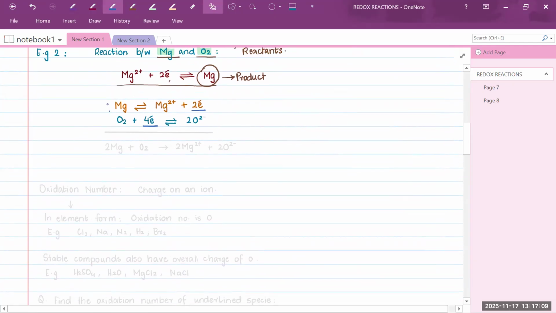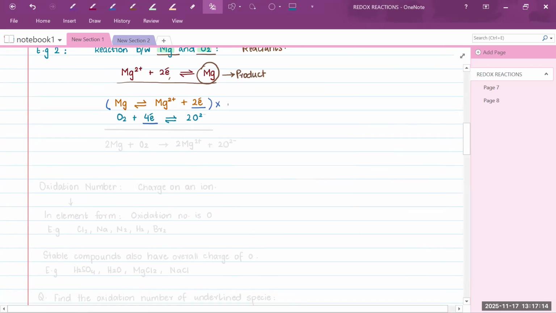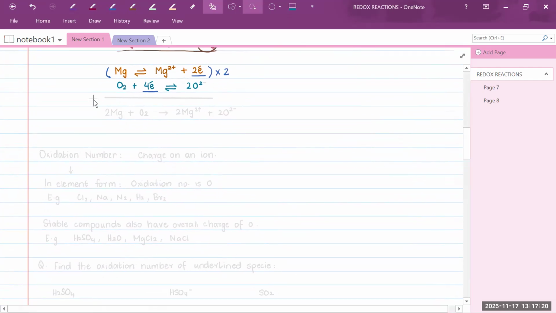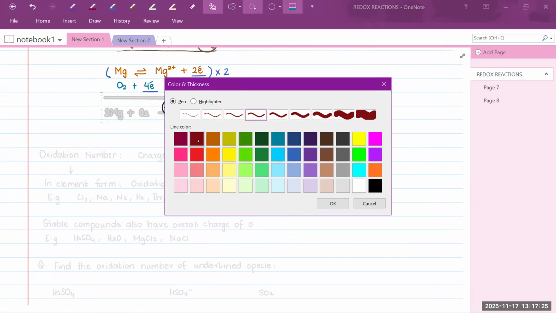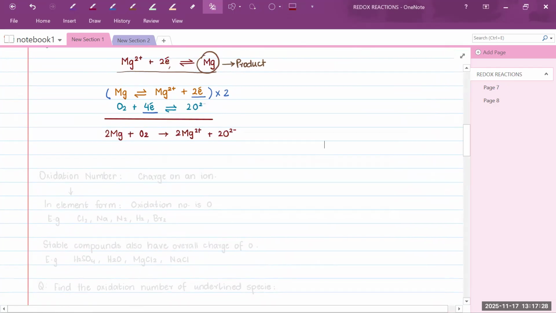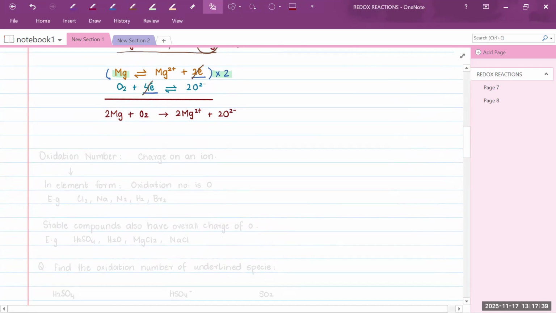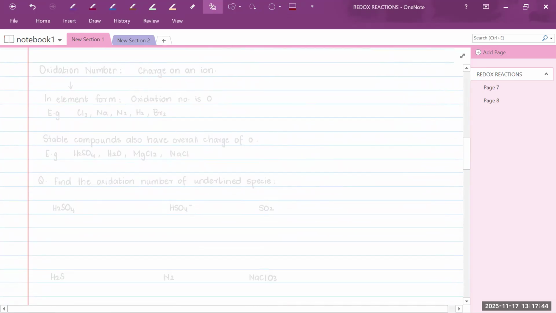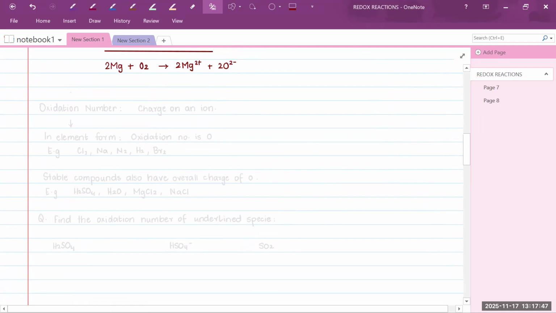So what we'll have to do is just multiply this entire equation by 2, and we are not just multiplying the electrons, we are multiplying the entire equation. You have to remember that. And thus the overall equation comes out to be 2 Mg, because we have multiplied Mg by 2, plus O2, and the electrons on both sides will be cancelled, and then we have the entire overall equation. Moving on, I hope you guys understood this. If you have any problem, you can ask me.